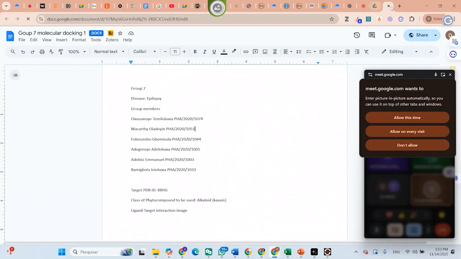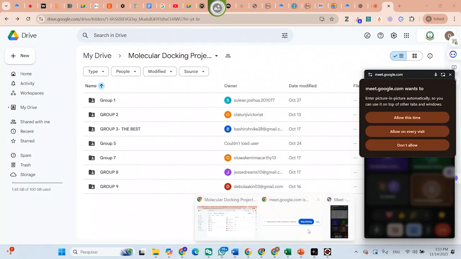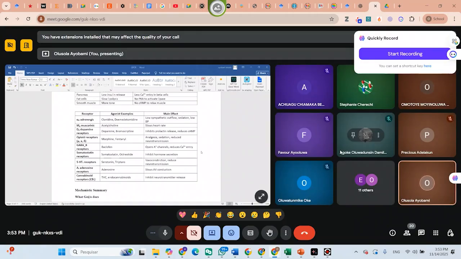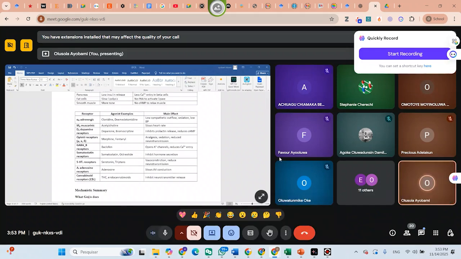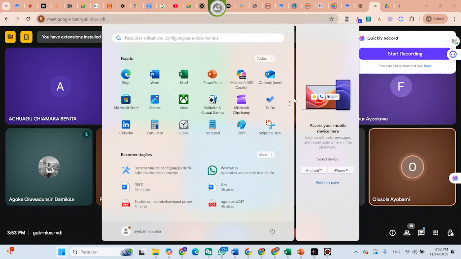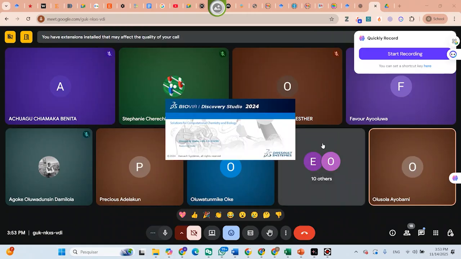Which group should I use? I'll just quickly show you guys how to prepare your protein using the Biovia Discovery Studio. Then I'm going to encourage you to go ahead and install the other applications we have. Which group? Group 2. Okay, let me stop sharing, then share my entire screen. But before that, let me open Discovery Studio. Sorry, in under 10 minutes I will teach you the next thing. Then we can go ahead.